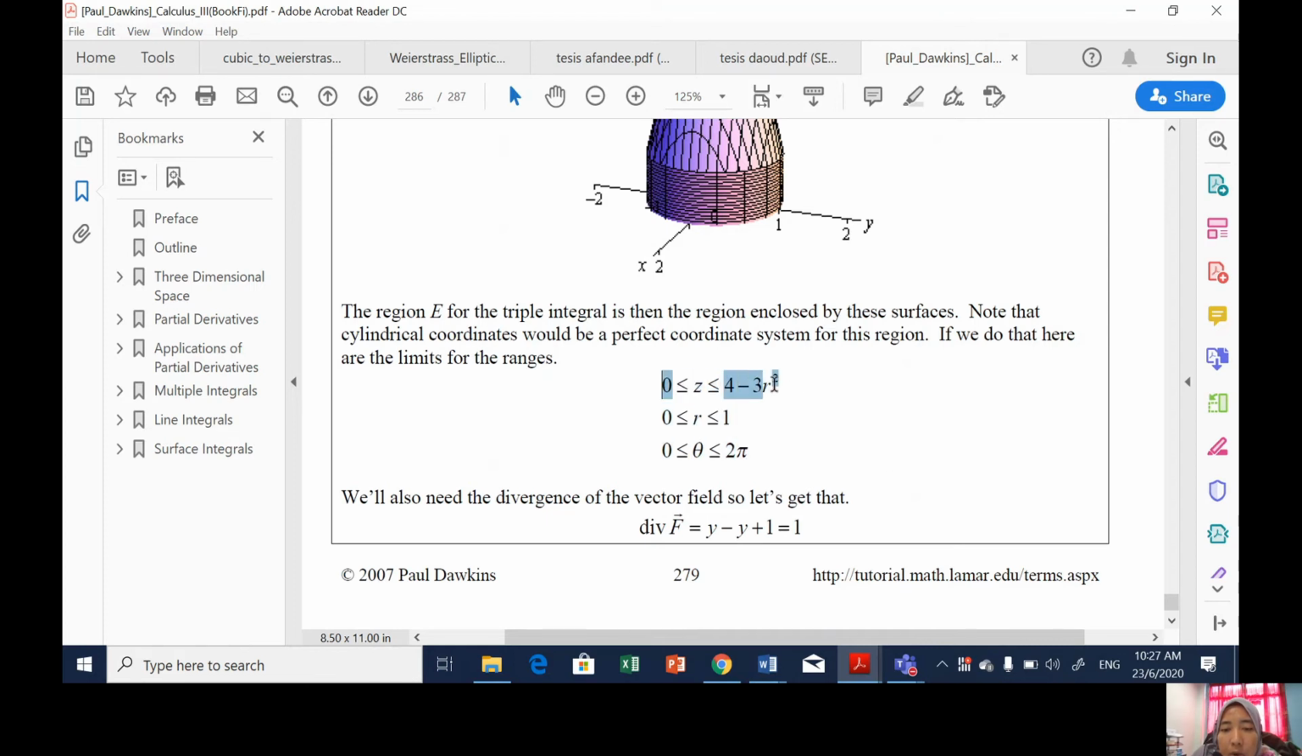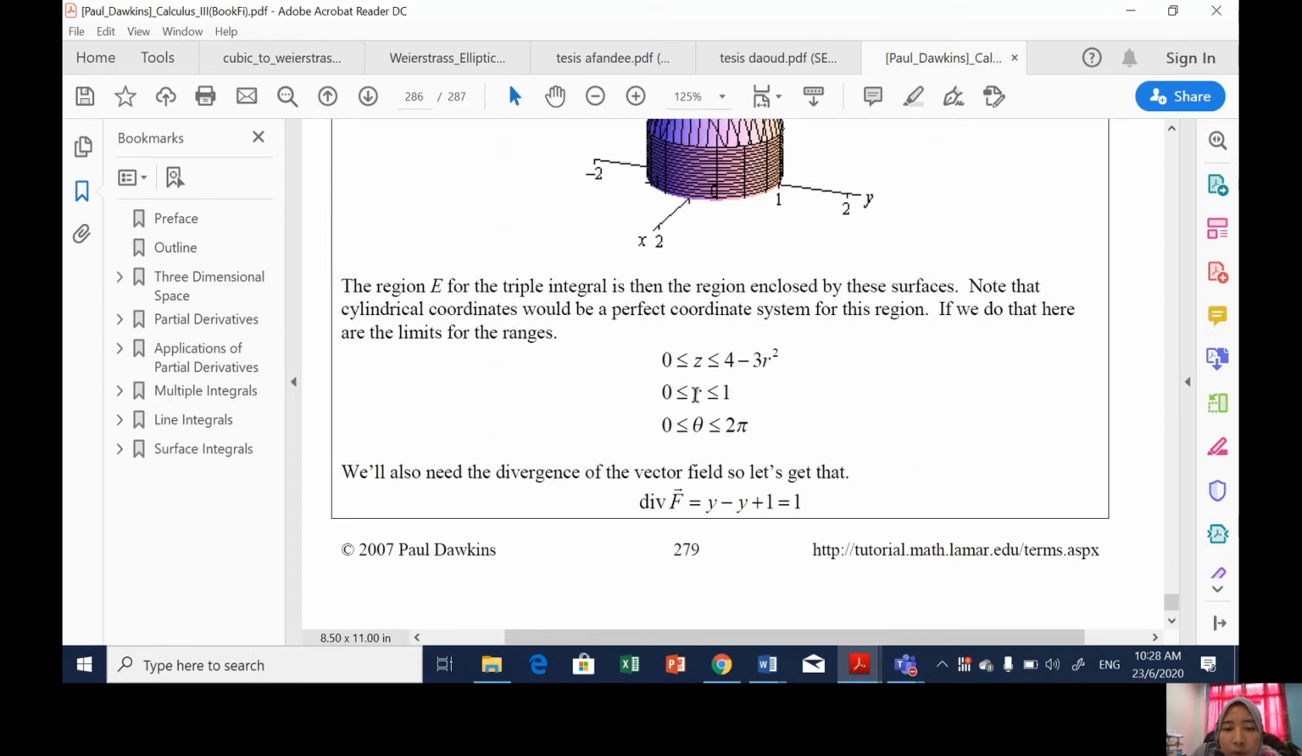The variable that does not contain the fixed limit, like this limit for z, should be the one at the inner part of the triple integral, not at the outer part. So r and theta contain fixed limits. So we can have, for example, dz dr d theta, or we can have dz d theta dr. There is no problem with either one. Only that we cannot have dz as the outer part.